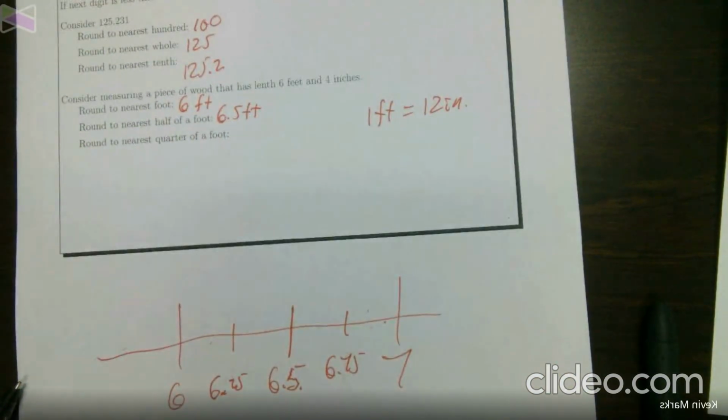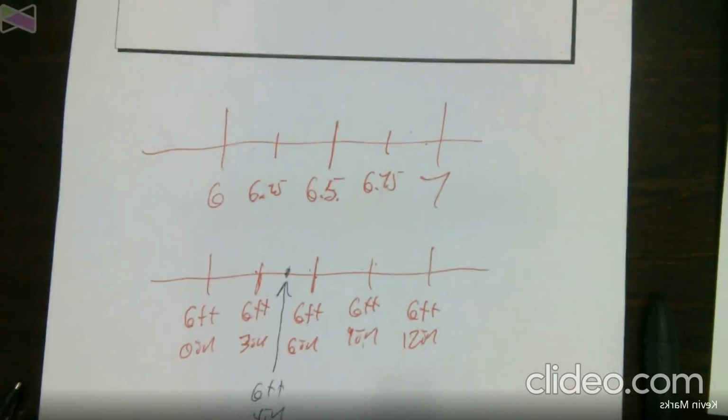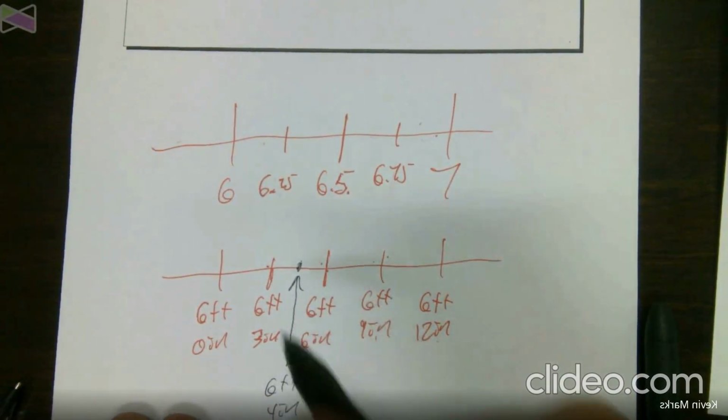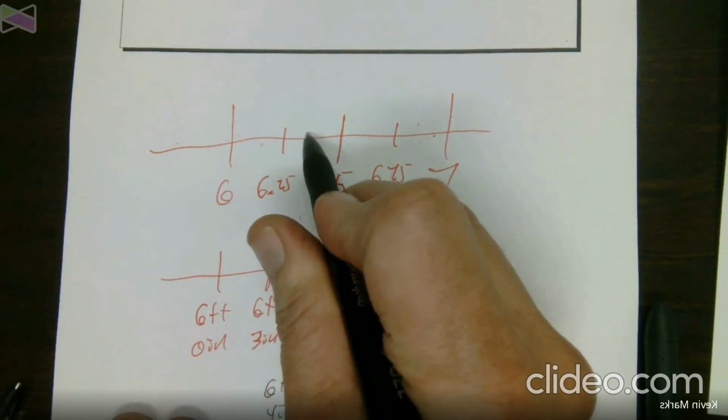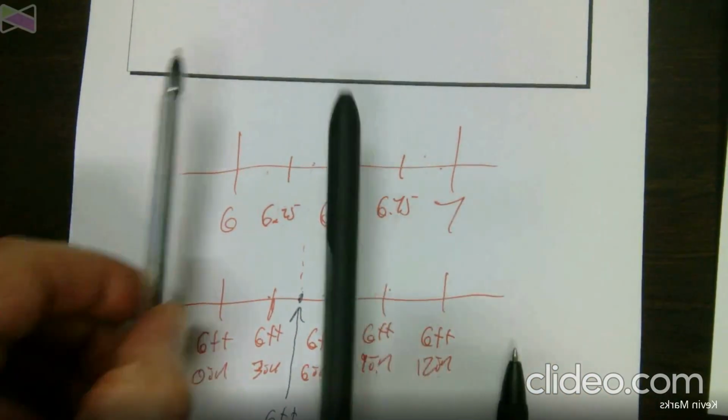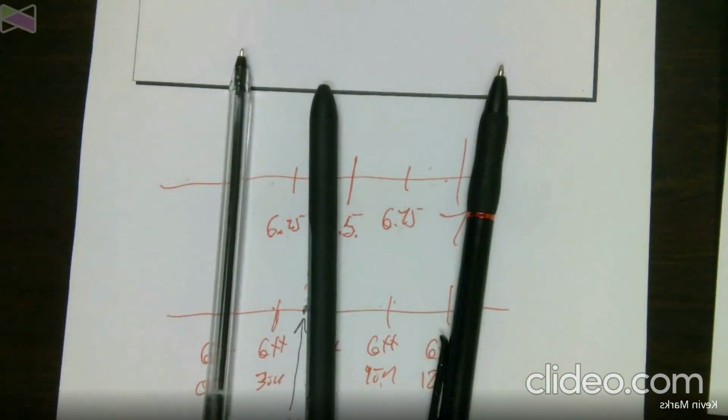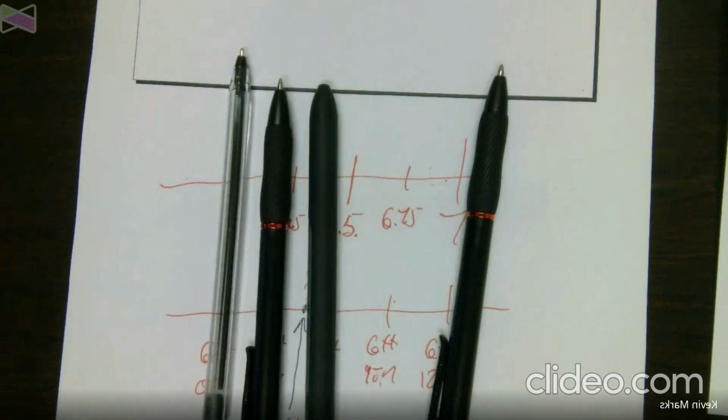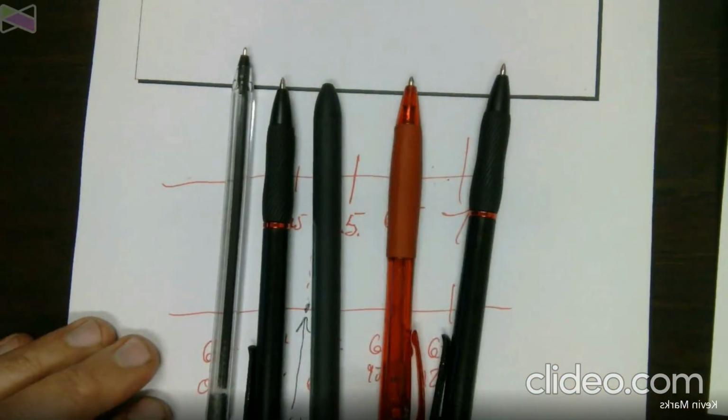Now what about the nearest quarter of a foot? Well, again, 6 feet, 4 inches is in here, which would really translate to somewhere in here. So now if we want quarters, you're now breaking it into 4 chunks, right?